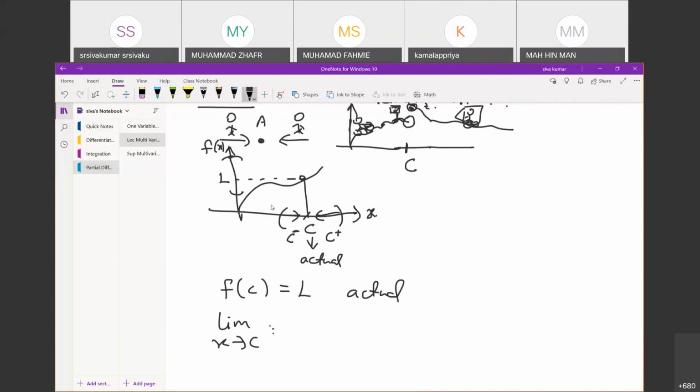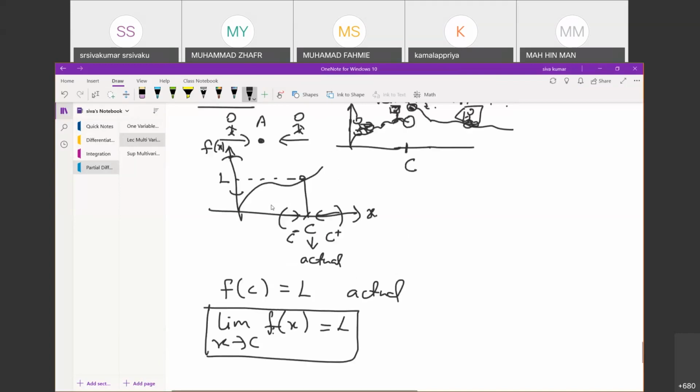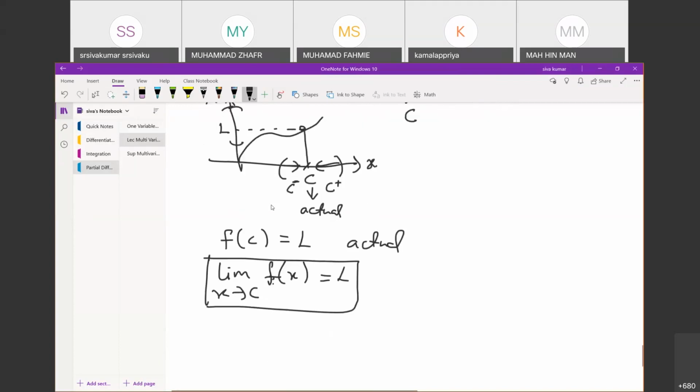Okay, here, f(x), limit, L. What does it mean by this? When I write like that, immediately you should be able to split that into two positions, two ways. You should be able to explain this one in two ways.